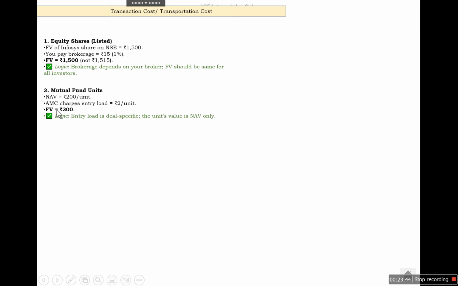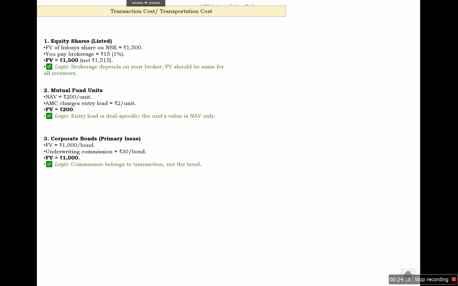Similarly, in case of the mutual fund, NAV is 200 per unit and AMC charges are 2 rupees per unit. So here the fair value will be 200. Logic is that entry load is deal specific. The unit's value is NAV only. Similarly, next example, there is a corporate bond, the fair value is 1000 rupees and underwriting commission is 30 rupees per bond. So here again the fair value will be 1000. We will not consider the underwriting commission because it belongs to the transaction, not to the bond. How much it is will not change the fair value of the particular bond. That's why we are not going to adjust it.